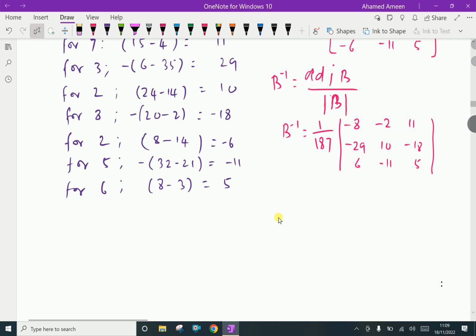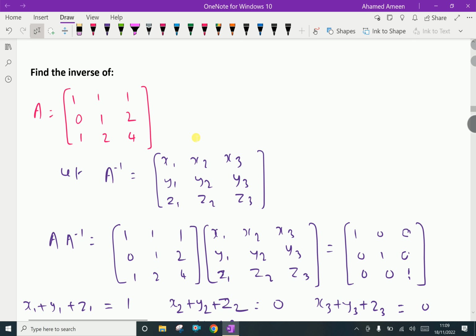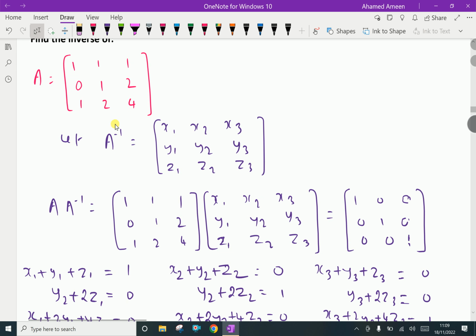Then we'll do the next one. Look at here, find the inverse of matrix A, which is 1 1 1, 0 1 2, 1 2 4. This is another method we can use to find the inverse of a 3 by 3 matrix. Let A inverse be x1 x2 x3, y1 y2 y3, z1 z2 z3. That is, it is invertible, which means you have to find the inverse of this matrix.